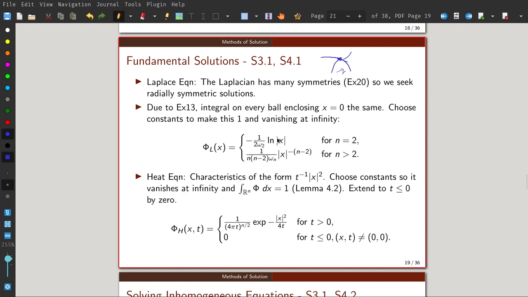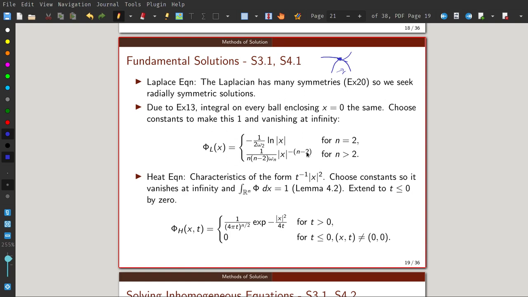In dimension 1, all harmonic functions have to be linear, and so there's no possibility for a radially symmetric solution. So we treat n equals 1 as a separate case because the equation is so simple to solve there. It just becomes an ordinary differential equation.